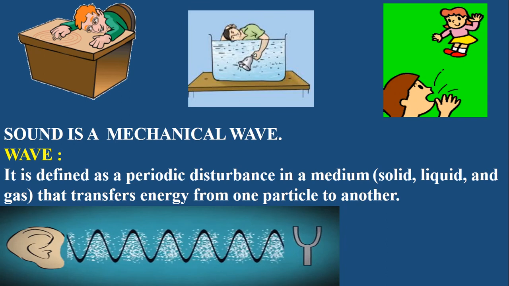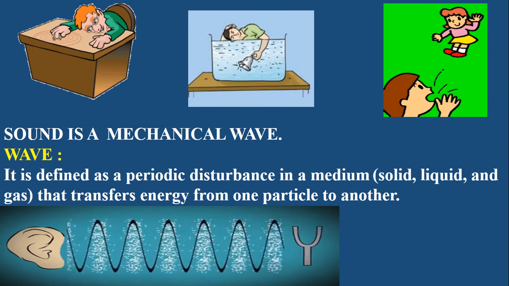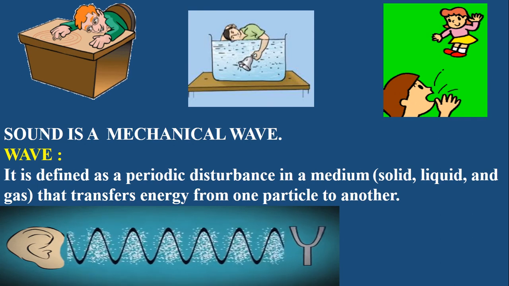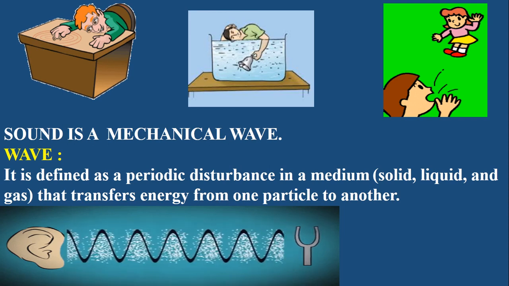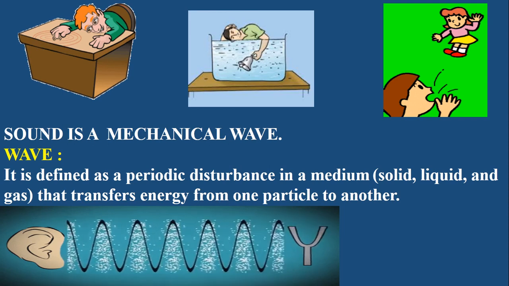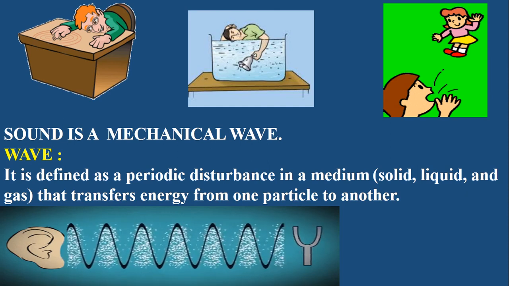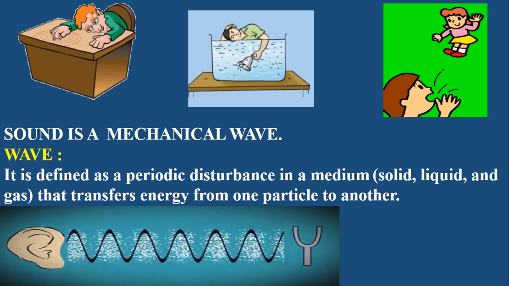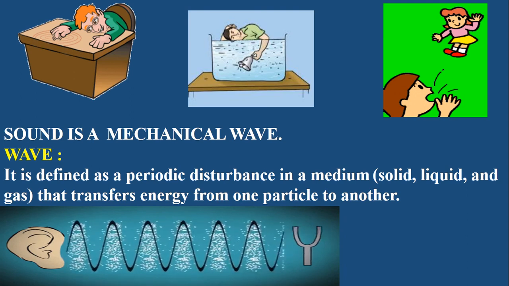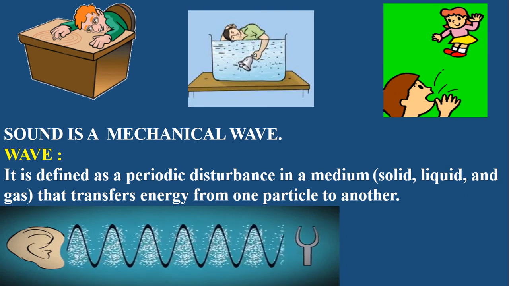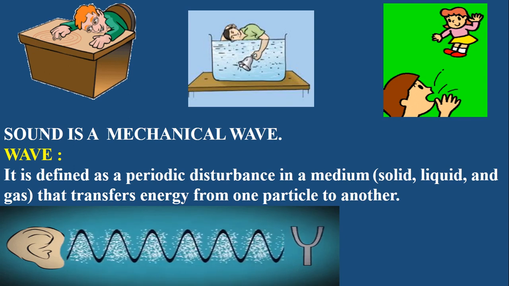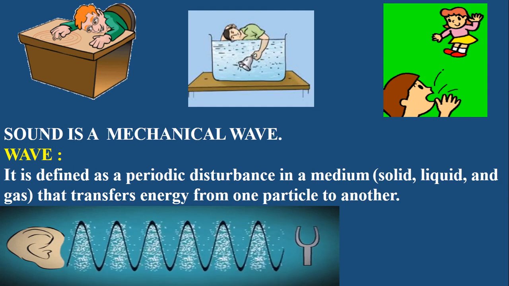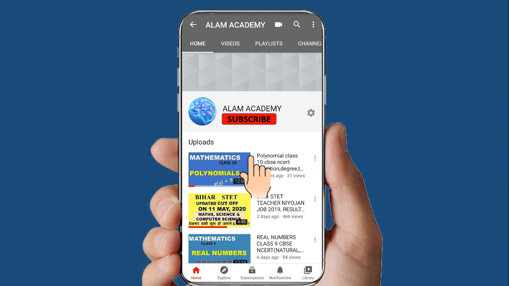In the pictures, as we can see, sound can travel through solid, liquid and gas. Since sound needs a medium to propagate from one place to another place, it is a mechanical wave. So we can define the wave as a periodic disturbance in a medium. The medium can be solid, liquid or gas, and it transfers the energy from one particle to another particle. As we can see in the picture, with the help of the wave, the energy is being transferred from one particle to another particle. So I believe you all have understood these points very well.